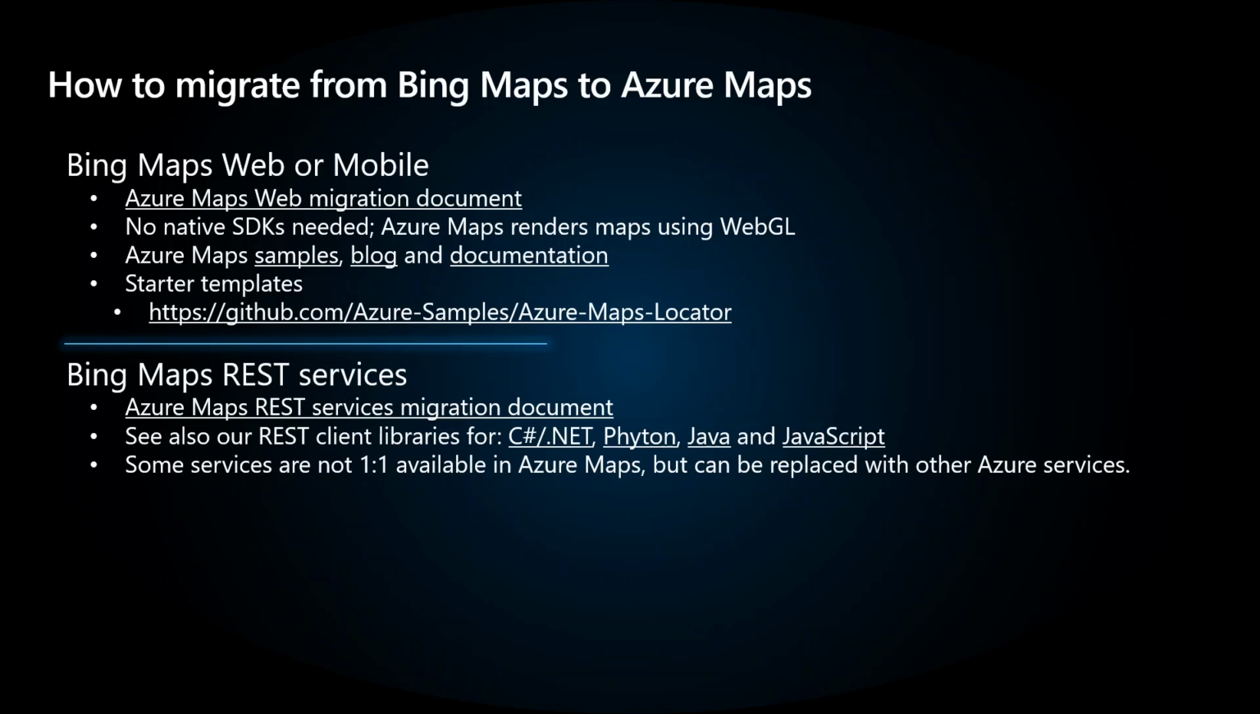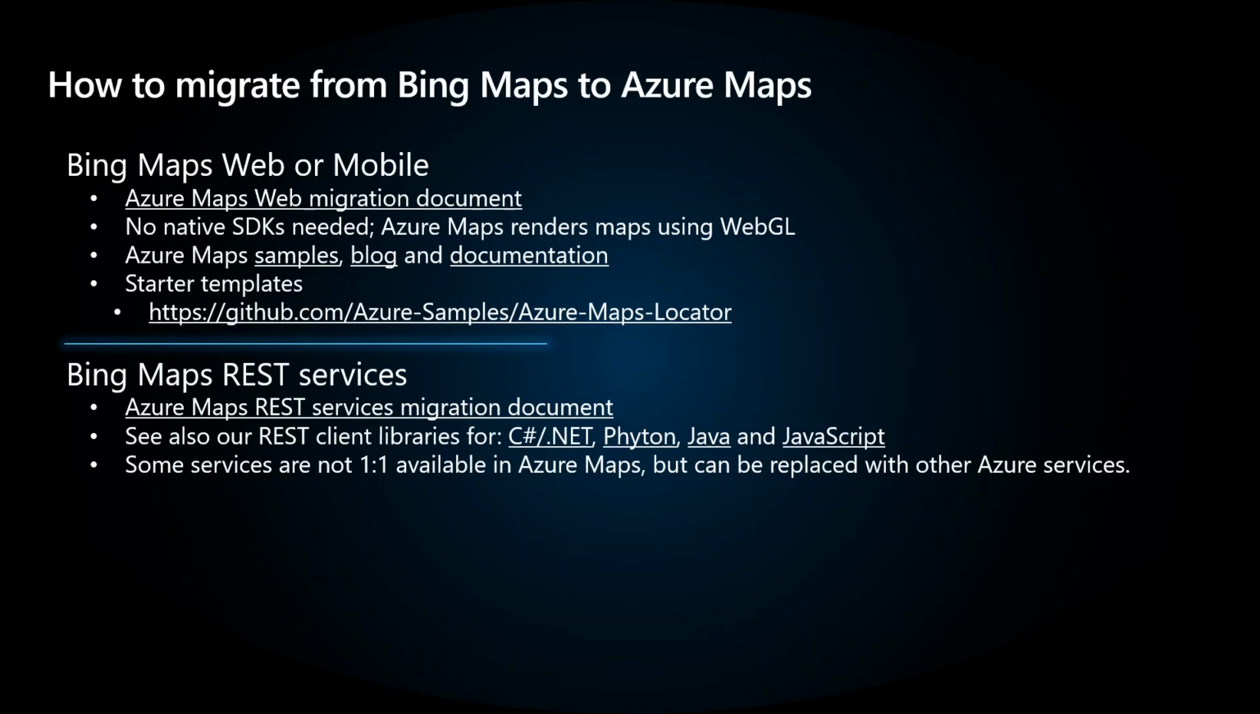So how do I migrate to Azure Maps when I'm using Bing Maps? We have actually two ways you can do a migration, depending on the scenario, of course. If you currently have a website or a mobile version of Bing Maps, we have migration documents available. Of course, we have an SDK available, a web control that can be used as a map, and that is using WebGL, as I already explained.